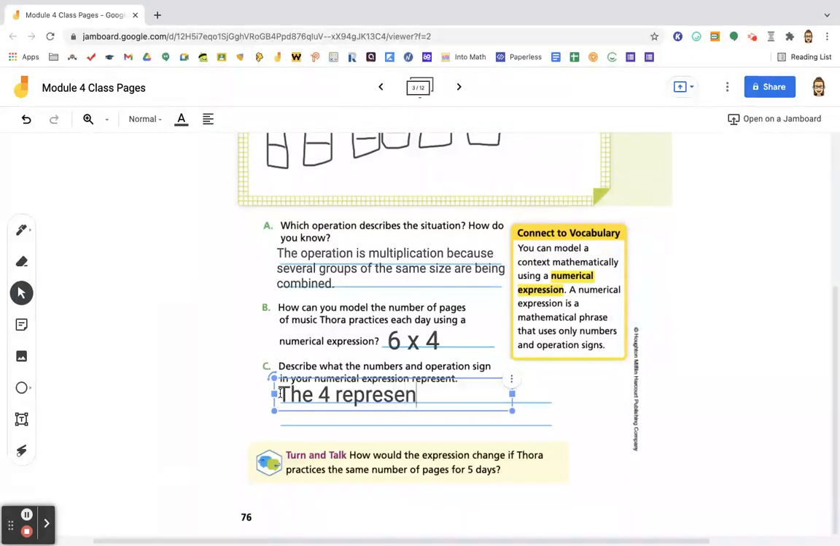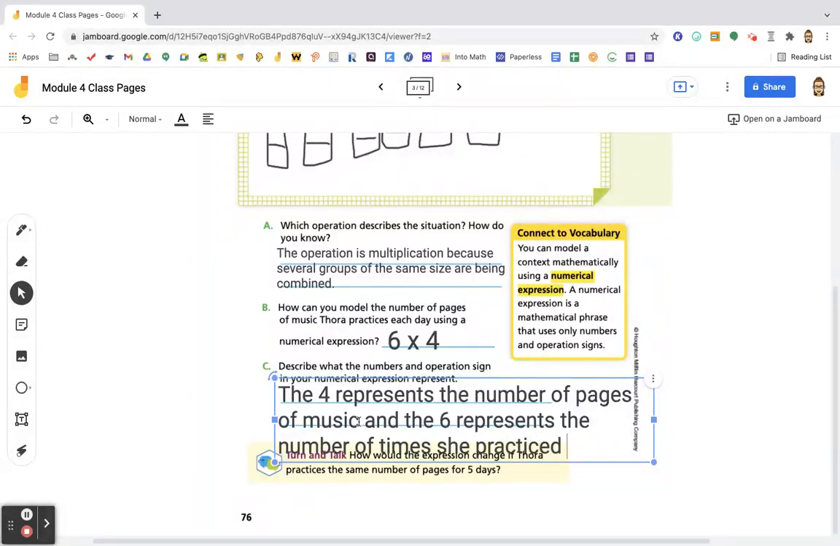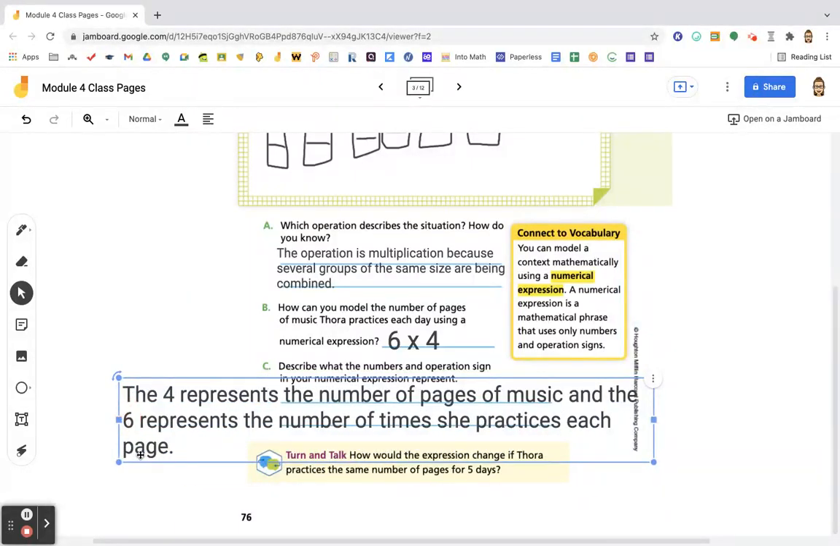Describe what the numbers and operation sign in the numerical expression represent. The 4 represents the number of pages of music, and the 6 represents the number of times she practices each page. The multiplication sign represents combining 6 groups of 4.